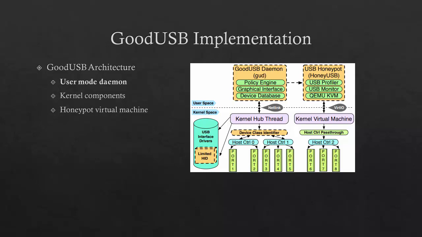The daemon communicates over a netlink socket to the good USB limited human interface device driver and the device class identifier. The good USB honeypot is a separate Linux virtual machine. We will discuss the honeypot virtual machine and the kernel editions in more detail later. Let's explore the architecture starting with the user daemon.